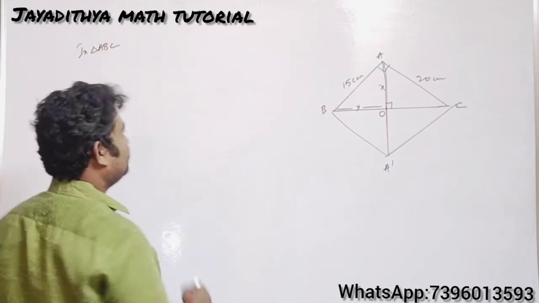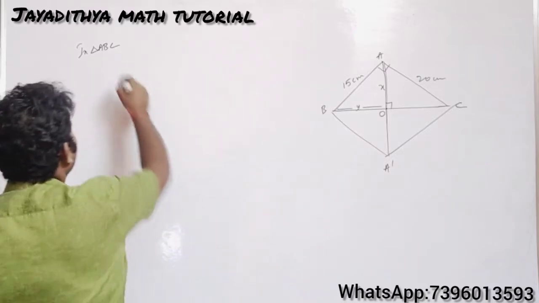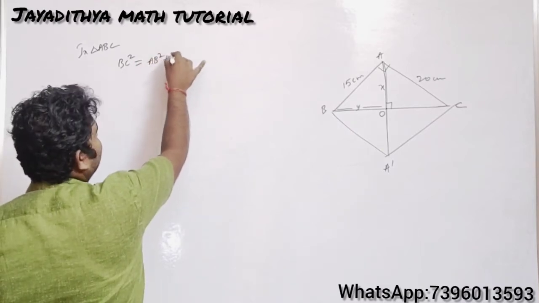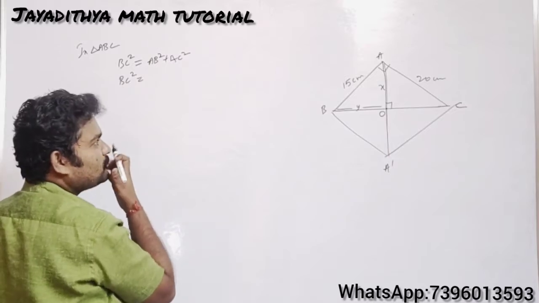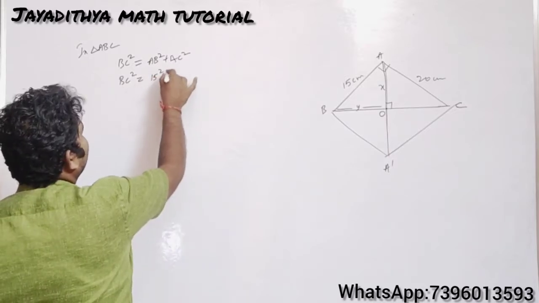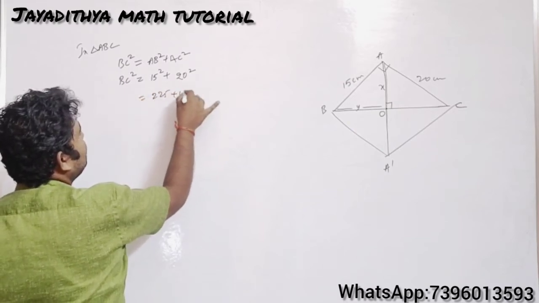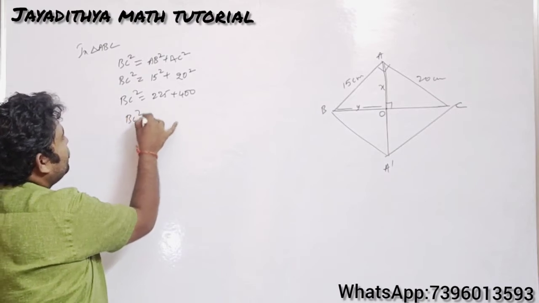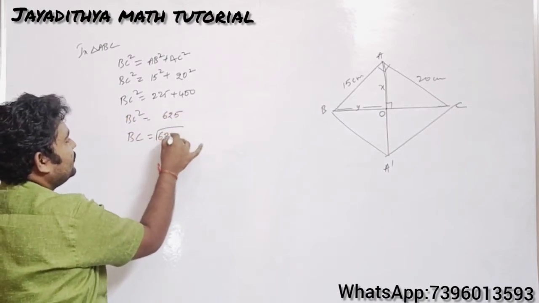First you find AC now. So in triangle ABC, right angle is at A, so what will be our hypotenuse? That is BC. So you can simply write this, BC square will be equals to AB square plus AC square. So BC square will be equals to AB square, AB is nothing but 15 square, plus AC is 20 square now. So this is 225 plus 400. So BC square will be equals to 625. From this, BC is equals to root over 625.